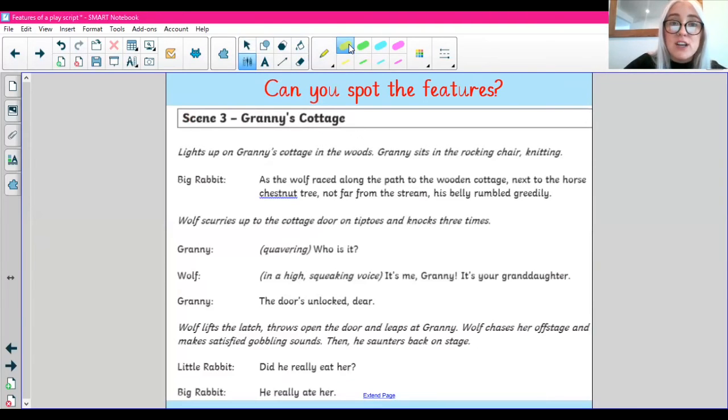Right, let's have a look together and see if we can spot the features. So for starters, I can see here scene 3, Granny's Cottage. That's the scene number and the scene title. So that's a feature that we spotted.